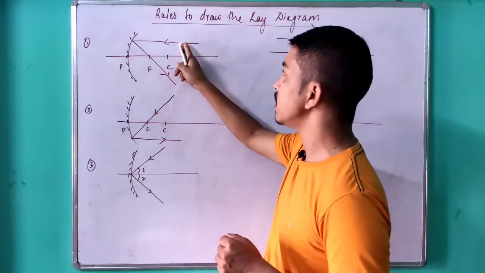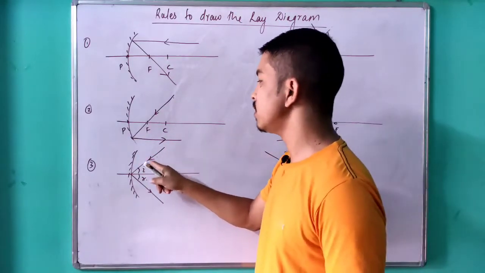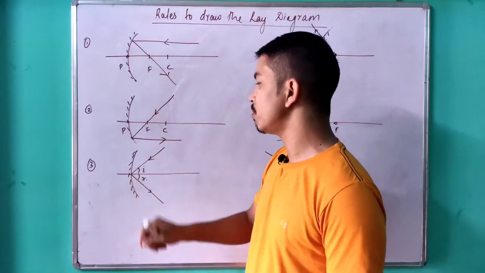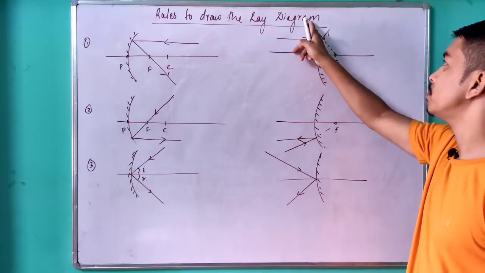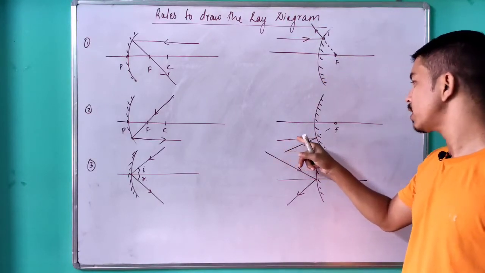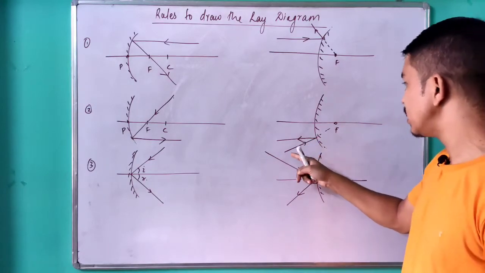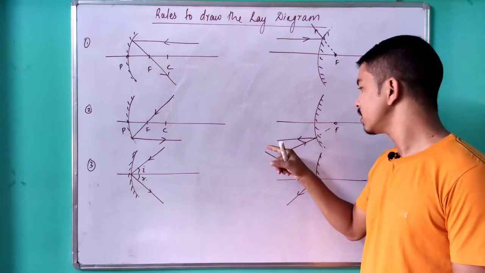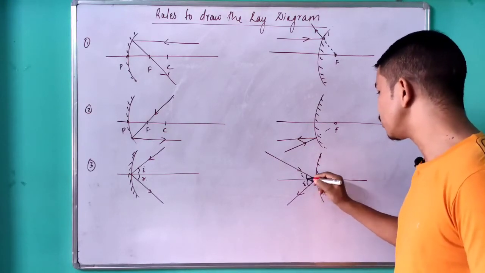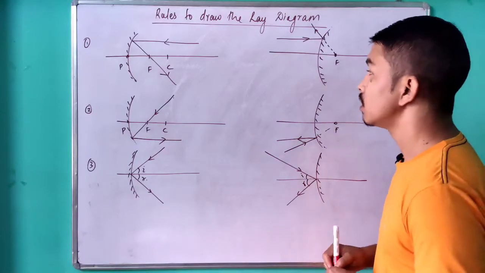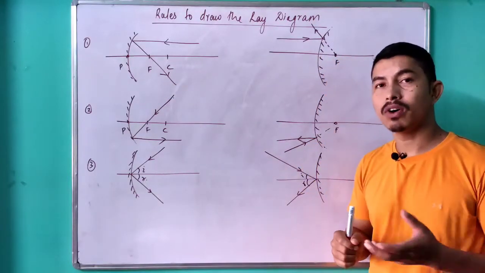Once again, if any ray is parallel to the principal axis, it will pass through the focus. If any ray is passing through the focus, it will emerge parallel to the principal axis. If the ray is incident at the pole, then the angle of incidence will be equal to the angle of reflection. For the convex mirror, if any ray is going parallel to the principal axis, after reflection it will appear as if it was coming from the focus. Second one, sorry, if any ray is going towards the focus, it will get reflected parallel to the principal axis. And the third one is, if it is incident at the pole, the angle of incidence will be equal to the angle of reflection. So following these 6 rules, you can draw the formation of image by a concave and a convex mirror for any position of the object.